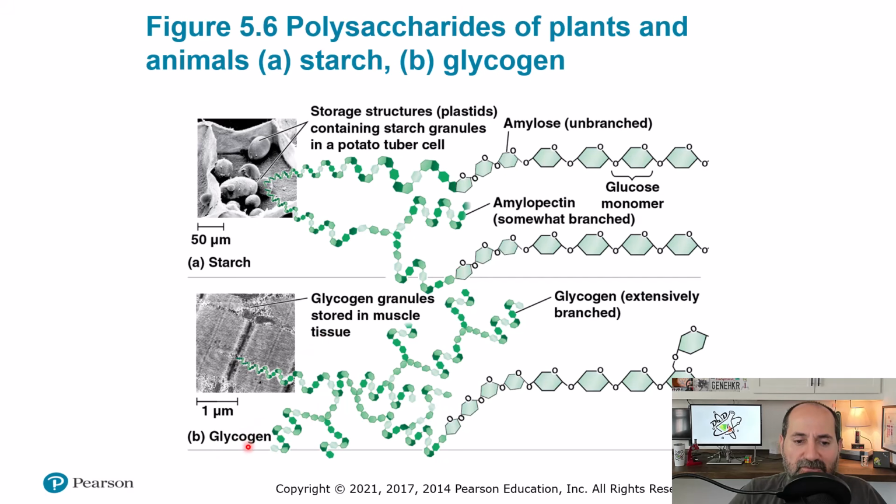Now, look at the bottom here. This is glycogen from animals, right? From our liver and skeletal muscles. Notice this. Glycogen is highly branched, right? Glycogen is extensively branched. And that's the big difference between starch and glycogen. You should know that starch is somewhat branched, but not very branched, while glycogen is extensively branched. But either way, they both are formed from glucose, and they both are formed to store the energy from the sugar for later.